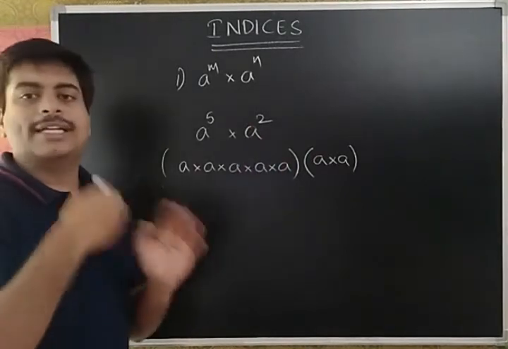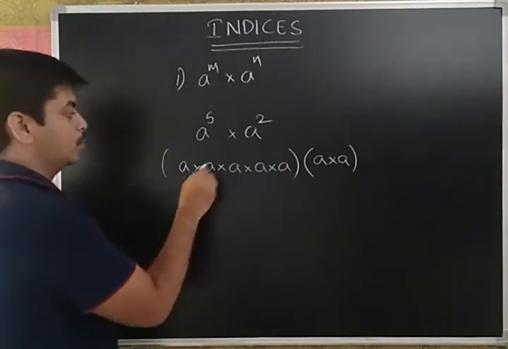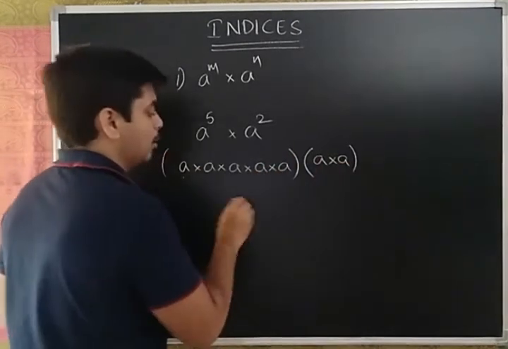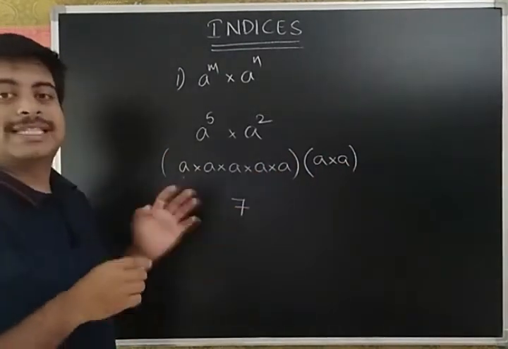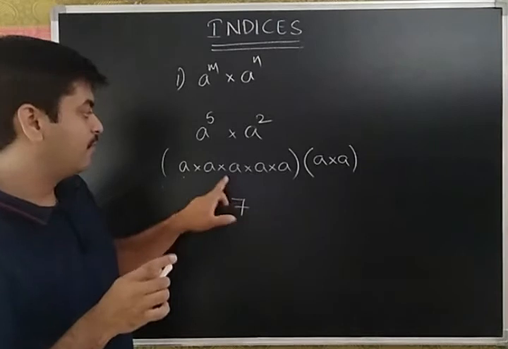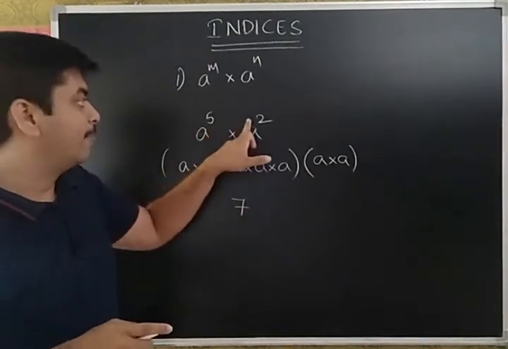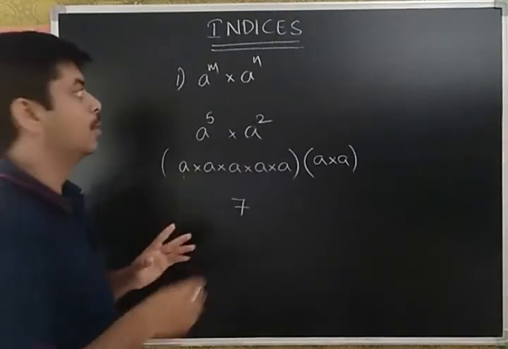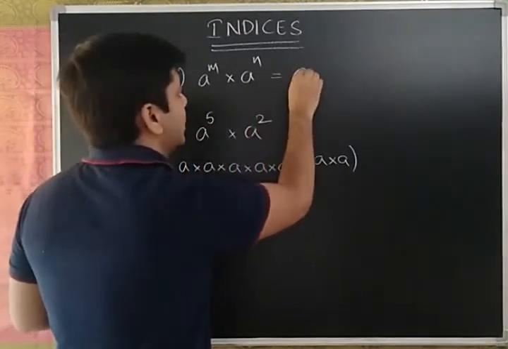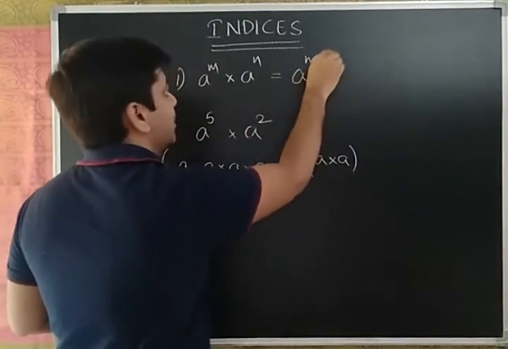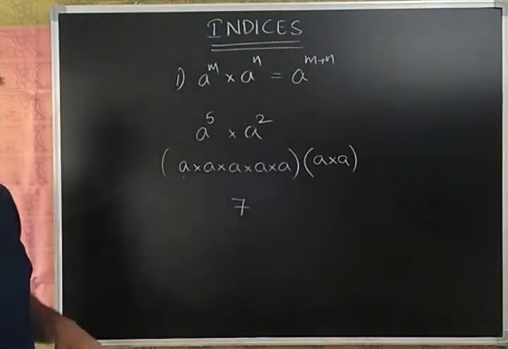So in total, how many times are you multiplying a? 1, 2, 3, 4, 5, 6, 7. You are multiplying 7 times. Or is it 10 times? 5 into 2, is it 10 times? No. It is 7, which is actually 5 plus 2. So this is actually equal to a power m plus n. This is a power m plus n.